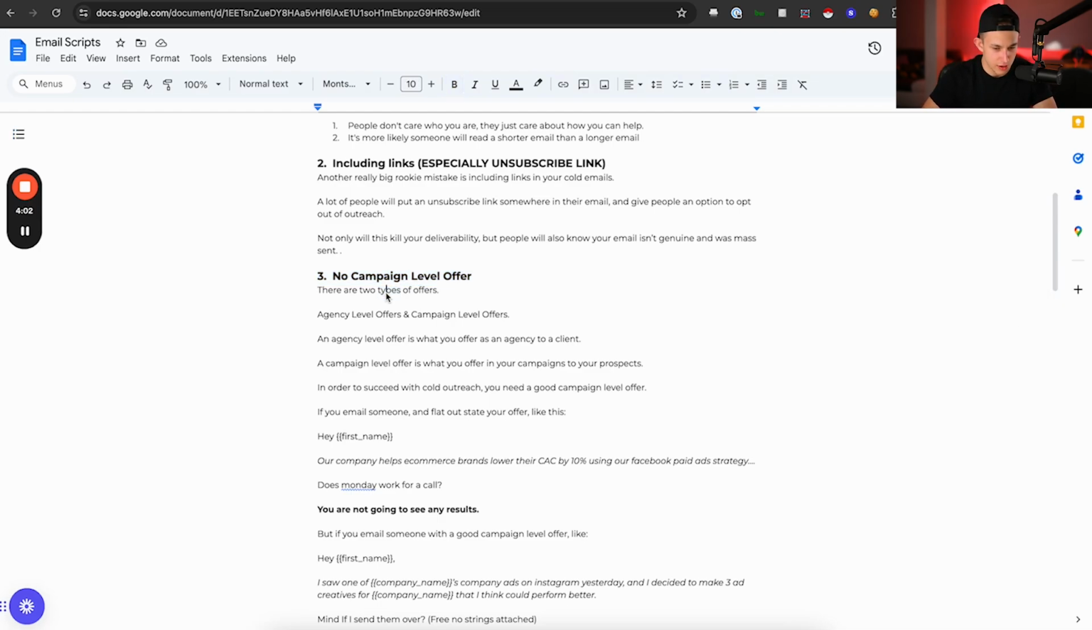Now, there's two types of offers. There's agency level offers and there's campaign level offers. An agency level offer is what you provide to your clients as a service. A campaign level offer is what you're offering in your outreach campaigns to your prospects. Meaning, in order to succeed with cold outreach, you need a good campaign level offer, okay? To close someone, you need a good agency level offer. Those are two different things.